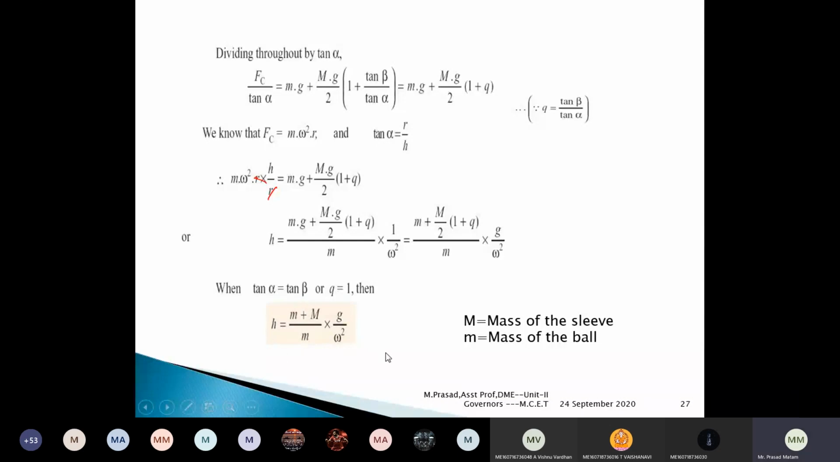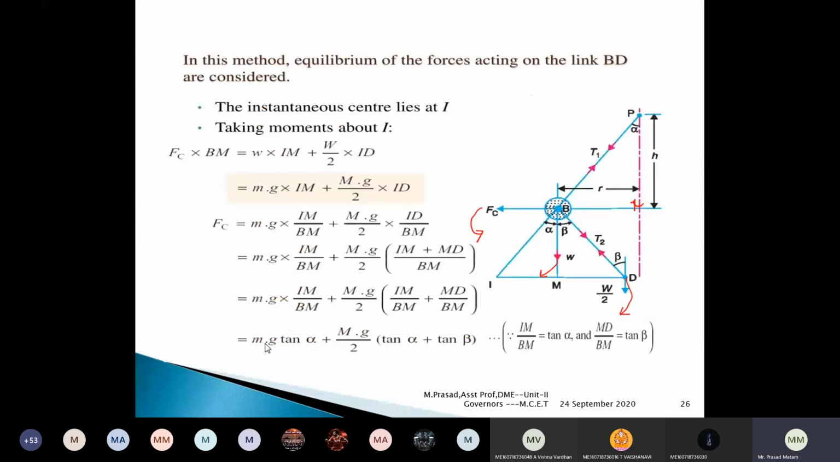So this is the relationship between the height and speed of a Watt governor. Sorry, height and speed of a Porter governor. This is the relationship between height and speed of a Porter governor. Okay, let me do this again. I solve this again.